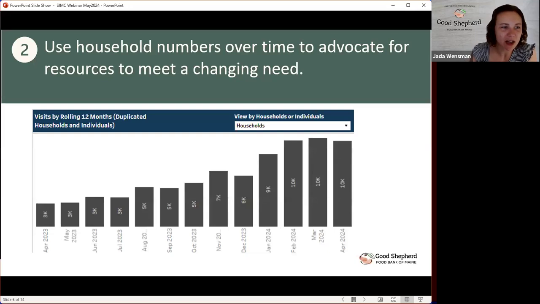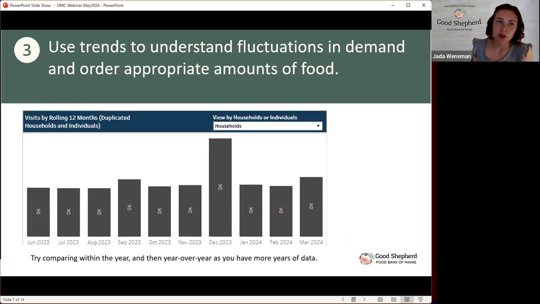So that number, whether you're using the visits or the unduplicated numbers, allowing that review over time can be a really powerful tool to share, for example, with one of your funders who might be convinced to increase their funding because of an increase in need in your community. Similarly, we can use trends over time to understand fluctuations in demand and order appropriate amounts of food.